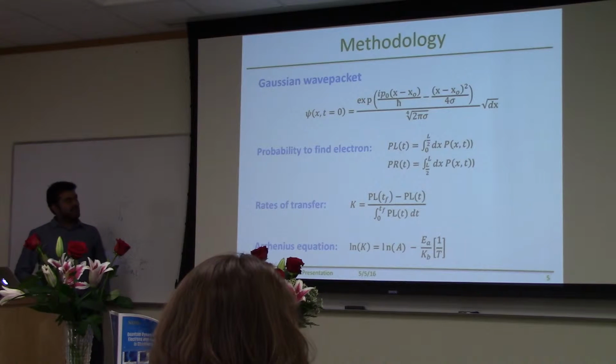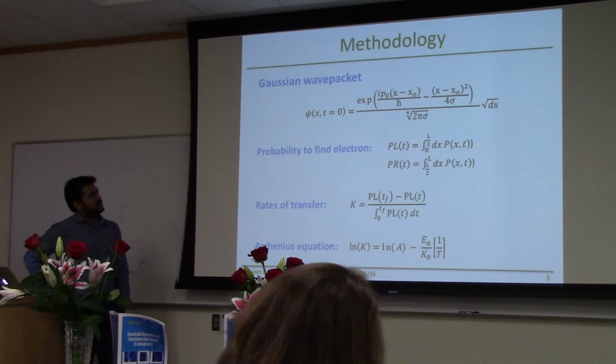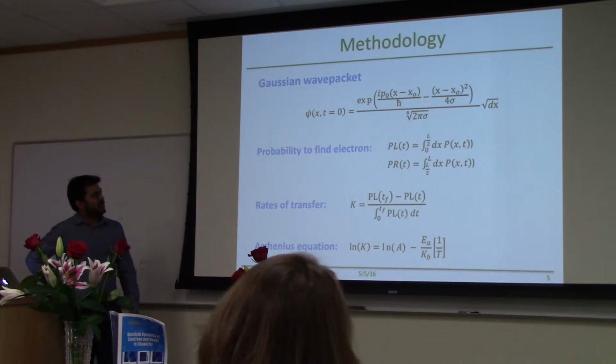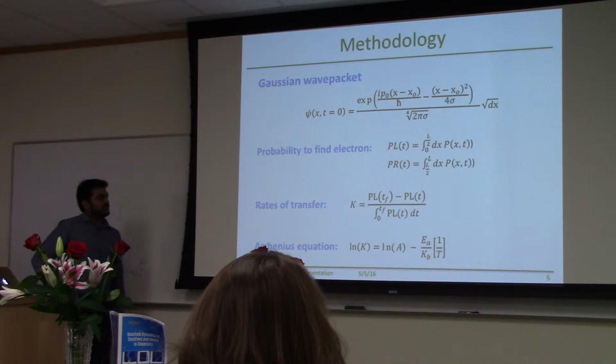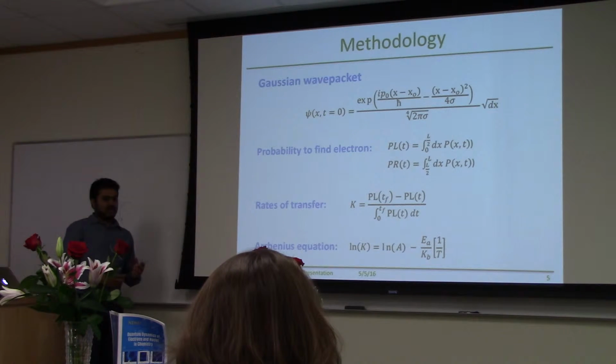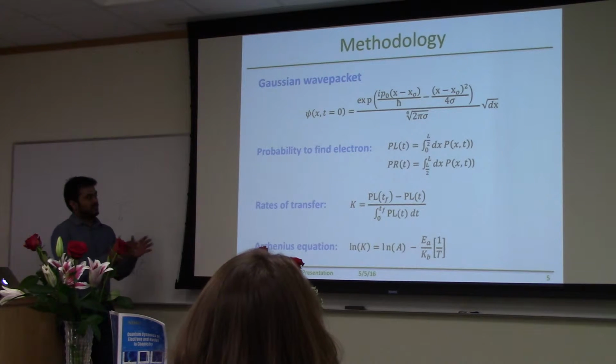Then we utilize these initial conditions, where the wave function is a Gaussian wave packet, and to find the probability of the electron, we square the wave function. As we have two quantum dots, the probability density of the electron in the first quantum dot is P_L(t), and P_R(t) is that of the right side, second quantum dot, as a function of time.